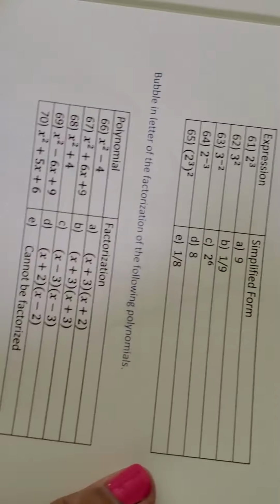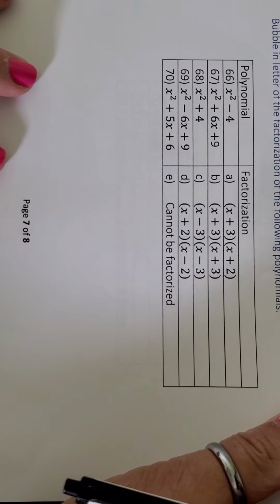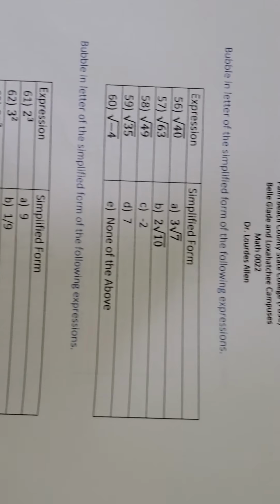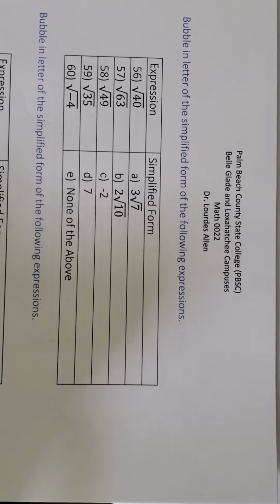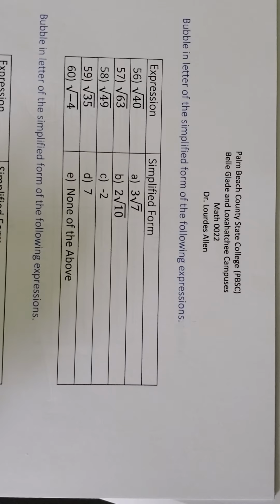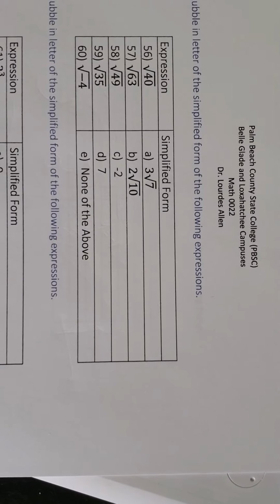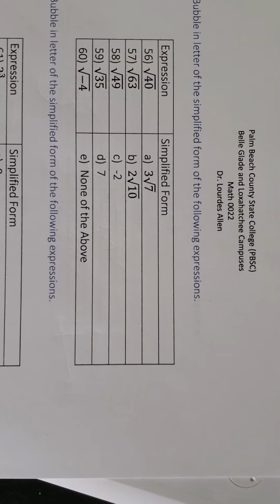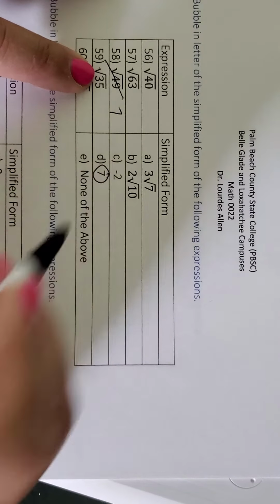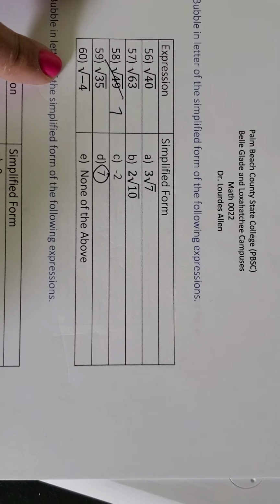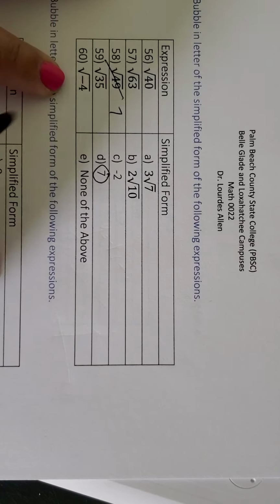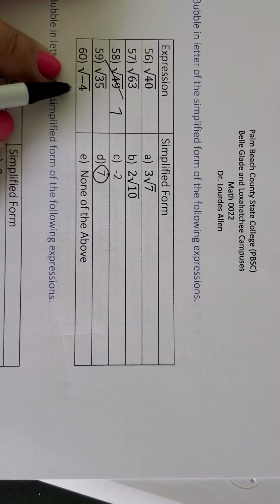Let's see, page number 7 of your midterm. And then they're asking you to simplify these expressions. I'm in problem number 56 now. So let me do the ones that are easy. Square root of 49, hello. This is a 7. Where is it? Right here. Let me see if I have any other perfect square here. I don't think so. I have something here that I don't like.